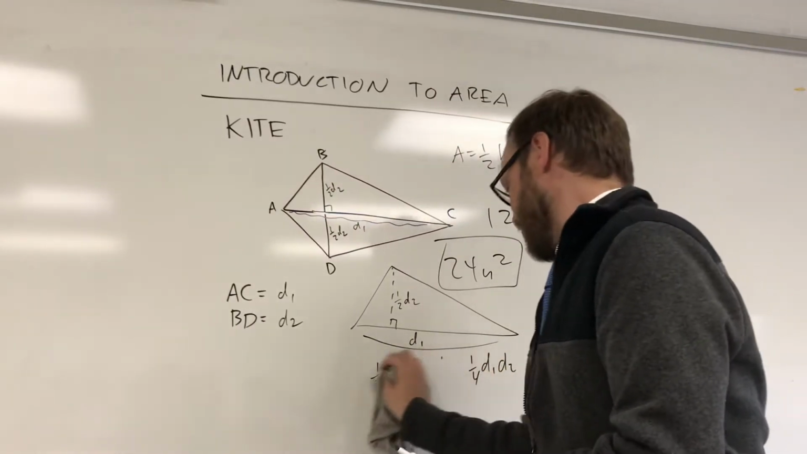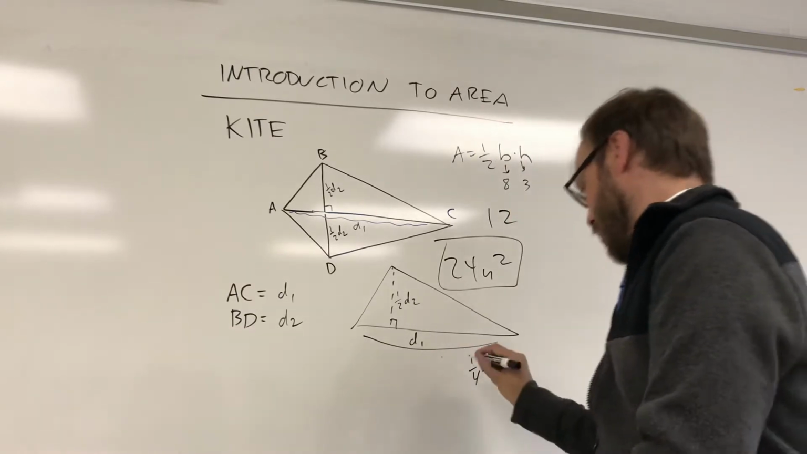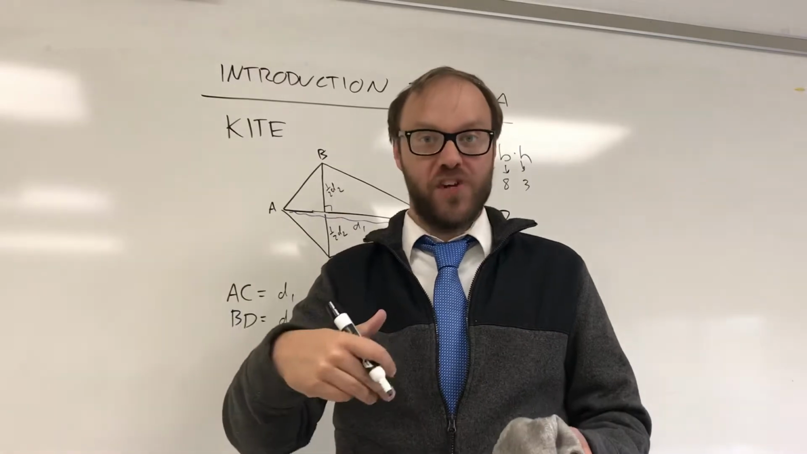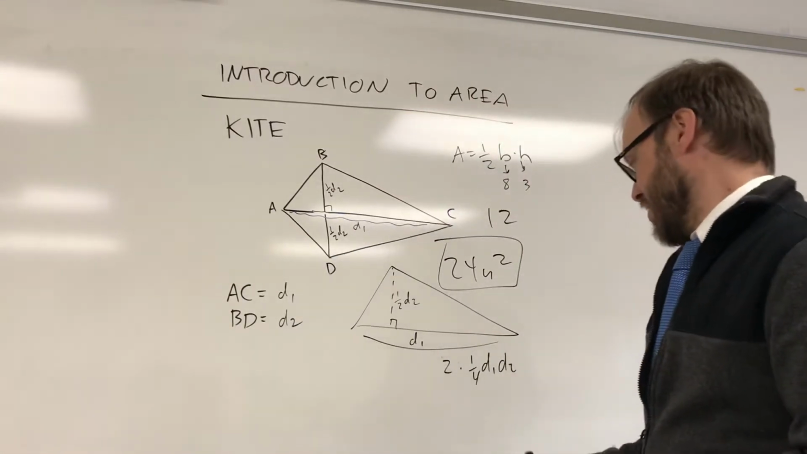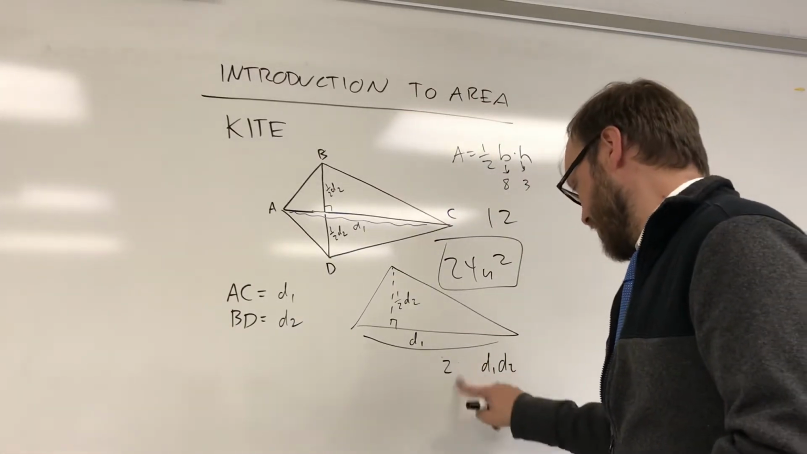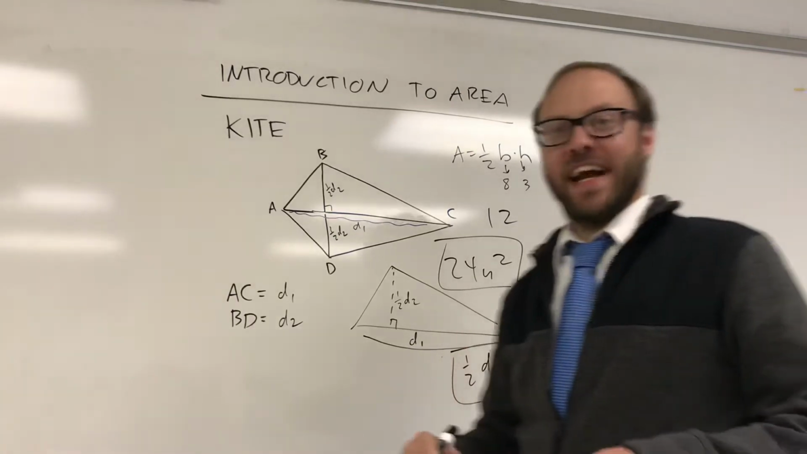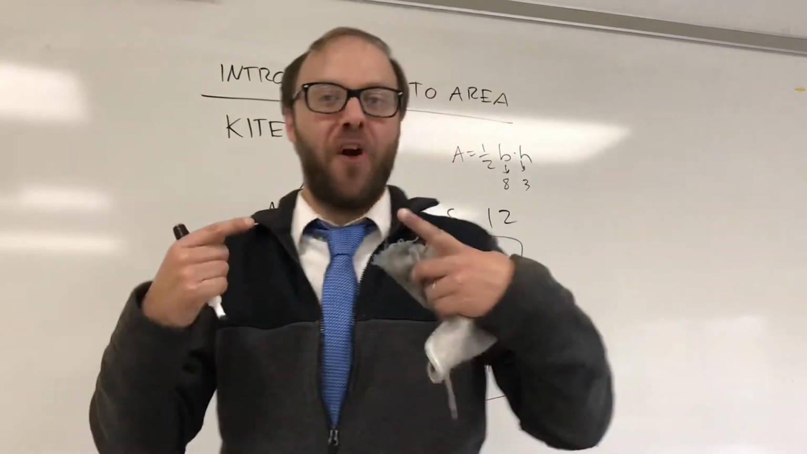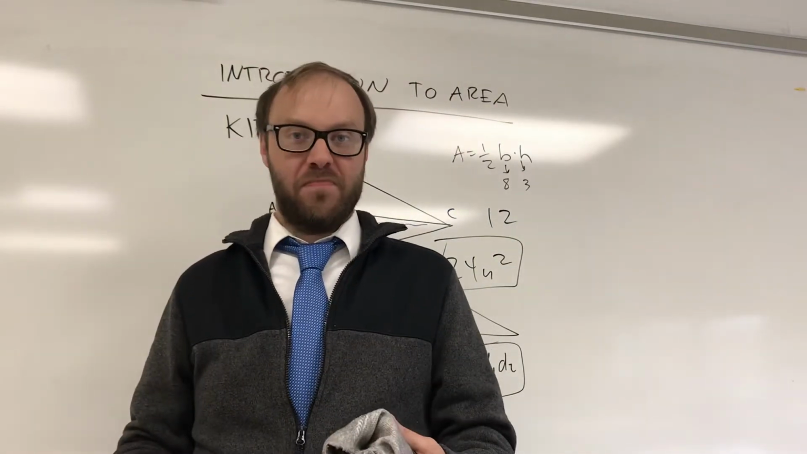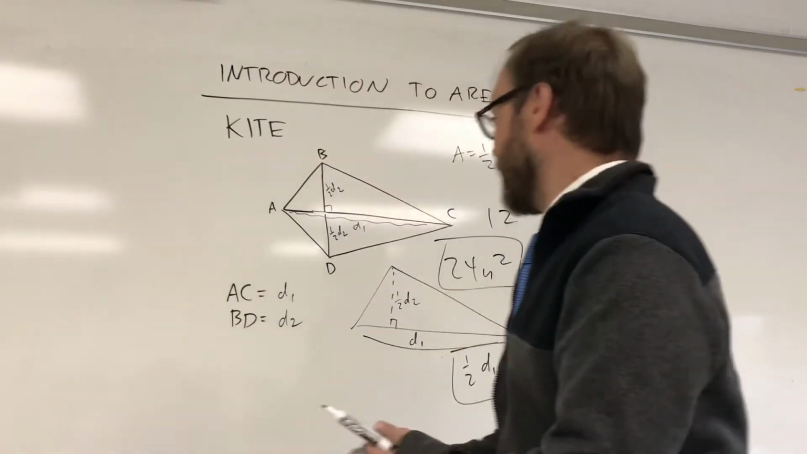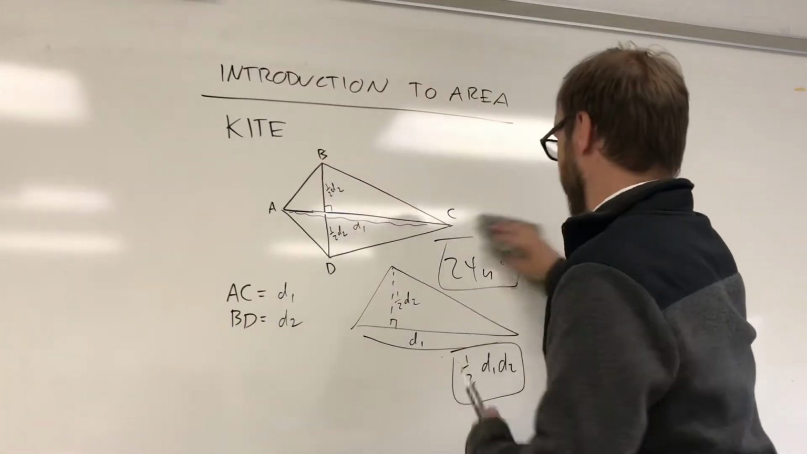So I'm going to take that 1/4 D1 D2 and double it. What happens if you double a 4th? You get 2/4, which is 1/2. So that's our final formula. It turns out that the area of a kite is 1/2 the product of the diagonals. It's a very simple formula. If they just give you diagonal lengths, multiply them together, take half.